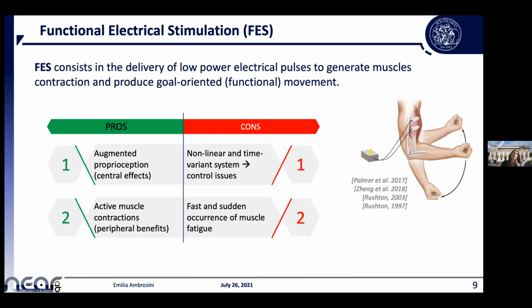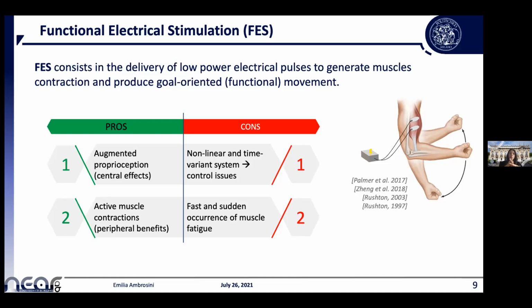The main advantage of using FES is that we can augment proprioception, and this is important for neuroplasticity, and so it's what is usually called central effects. FES also induces active muscle contraction, which results in a series of peripheral benefits: increase of muscle tone, decrease of muscle spasticity, decrease of osteoporosis, cardiovascular benefits, and so on.